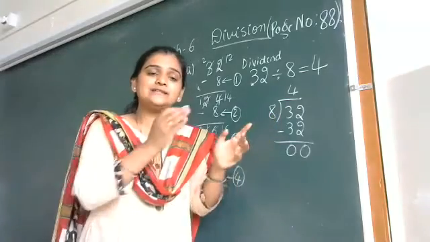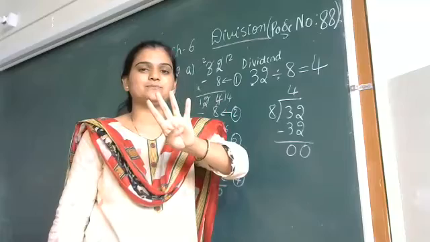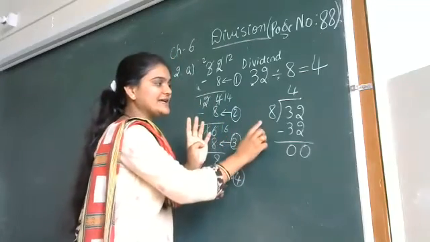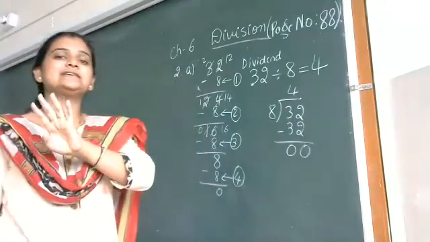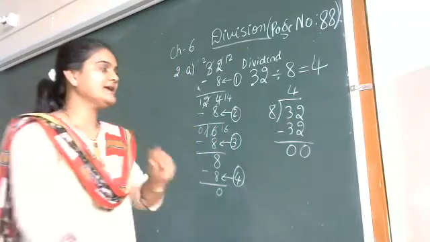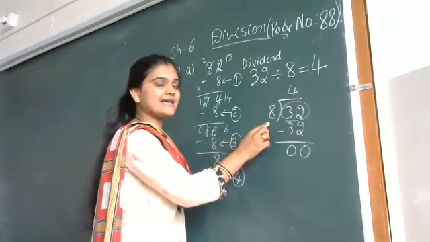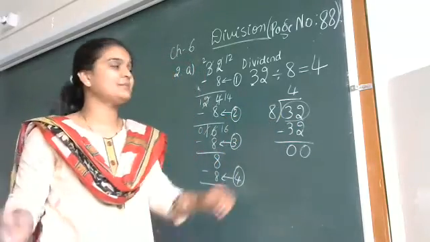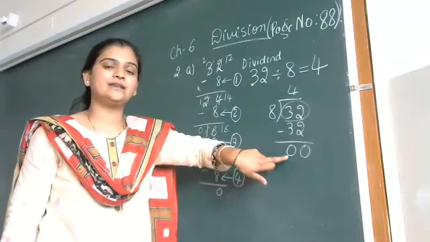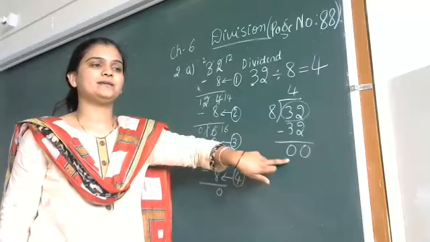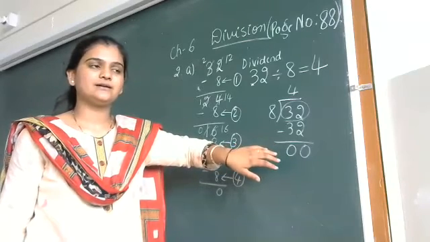So the number 32 is being equally distributed. How much? 4 times. If you take 8, then 4 times it will be easily distributed. It is like you have 32 chocolates and 8 children are there, then you will give each one of them 4 chocolates. Then nothing will remain with you. The remainder will be 0. Is it clear to everyone?